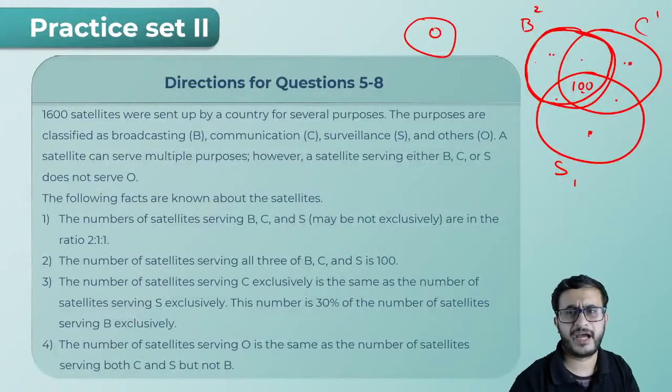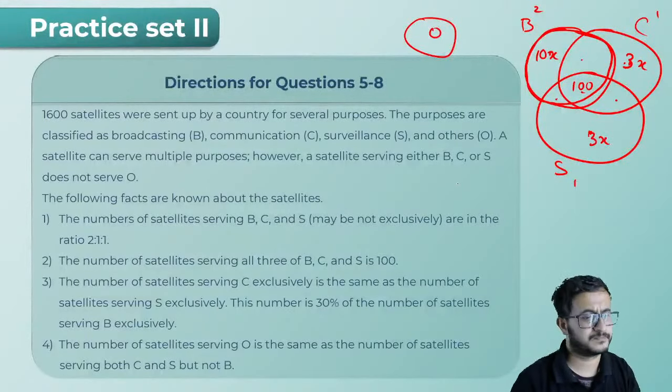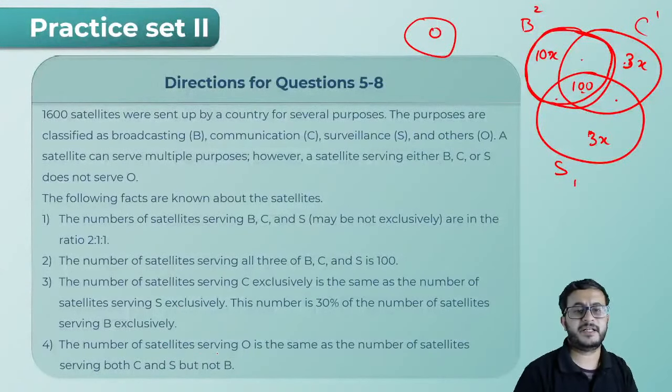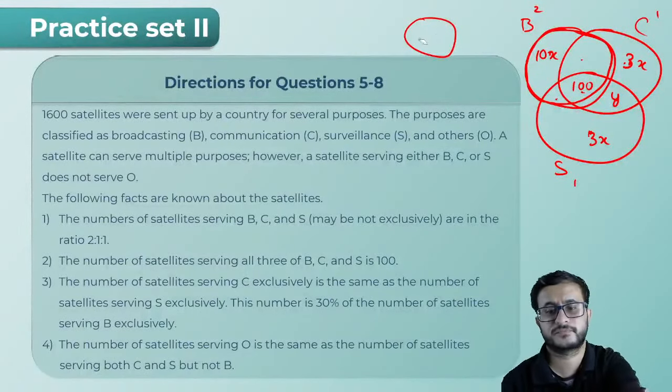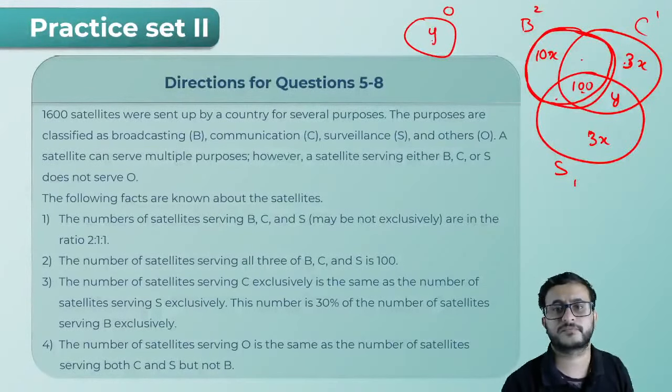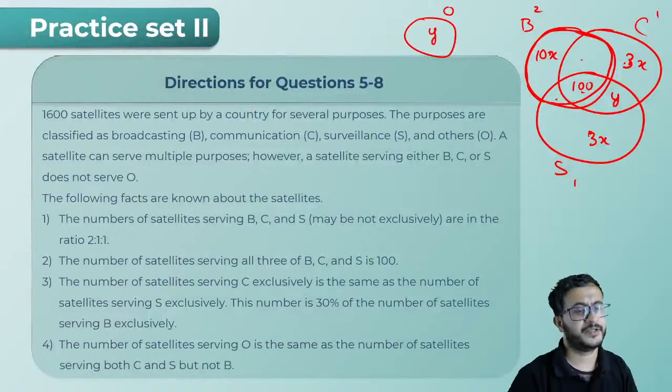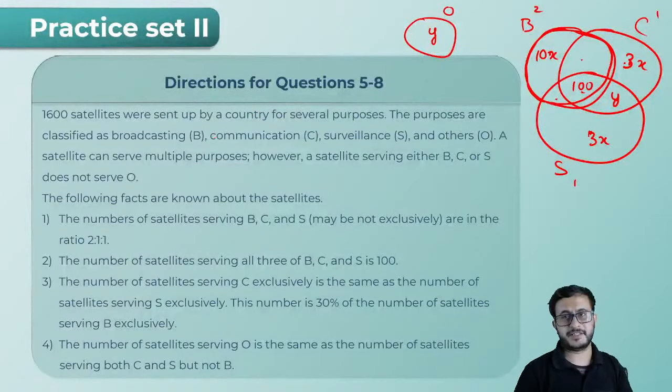So to have a reasonable variable, let us put 10x for B so that we get 3x and 3x here. 30% of this, 30% of this. The number of satellites serving O is the same as the number of satellites serving both C and S but not B. O is the same as C and S but not B. Let us put this value as y. Now these are the conditions that are given to us.